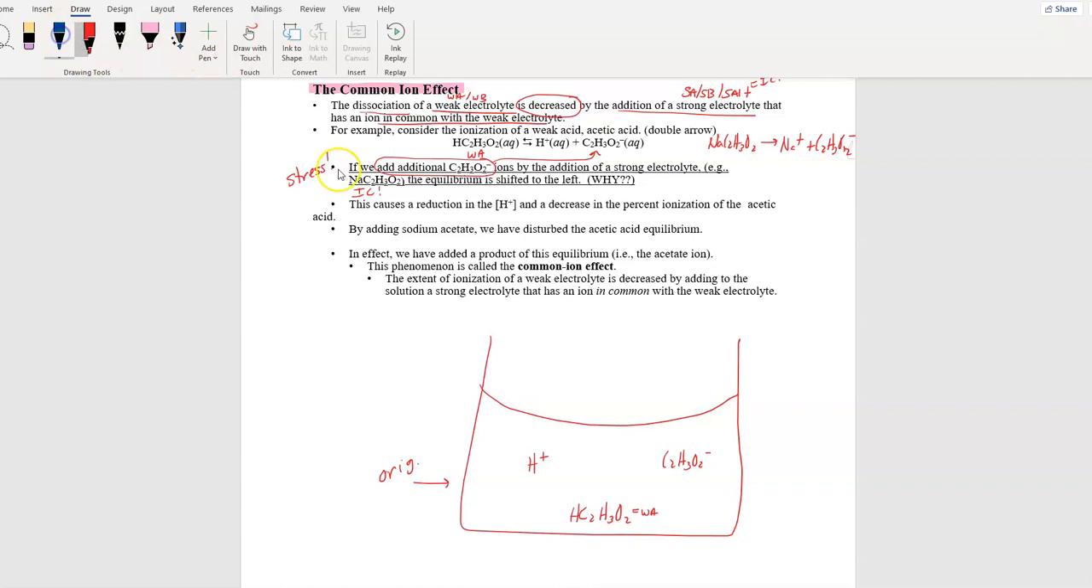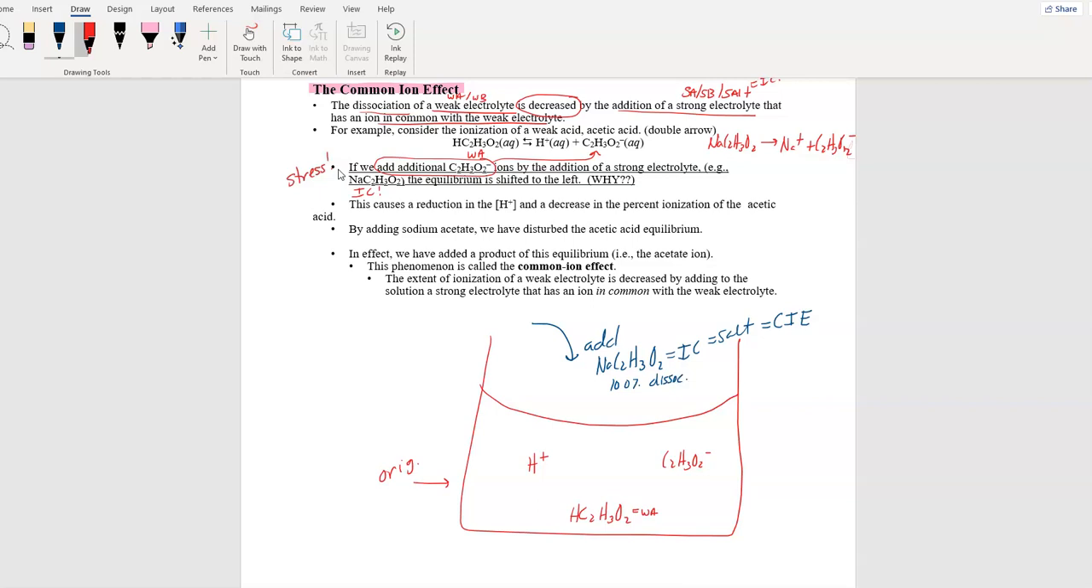But now, here comes the new part. What if I add sodium acetate to this, an ionic compound, a salt, and I have something called the common ion effect. I'm just abbreviating that because of time. Don't do that on the AP test. When this guy hits water, it's going to have 100% dissociation.